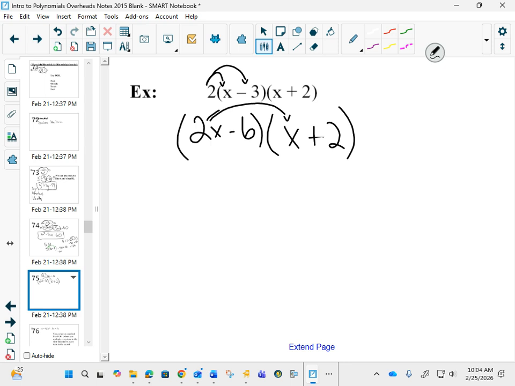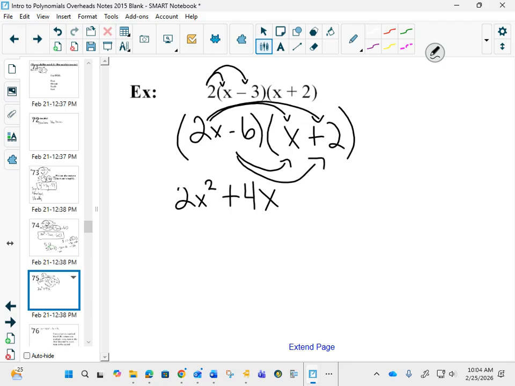Time to distribute the 2x to both terms. So what is 2x times x? That's fair, 2x squared. You guys are on fire. Mr. JR has really sharpened you guys up. And now I've got 2x times 2. Not there yet. What is 2x times 2? 4x. Perfect. Now on to the second term of the binomial.